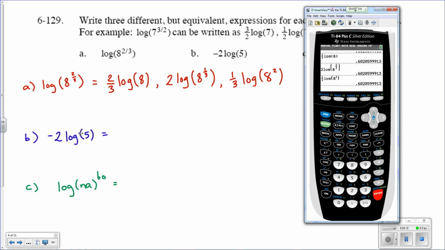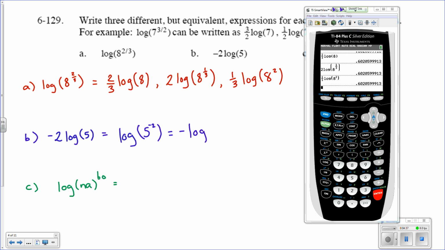Looking at the second one now, you have -2 times the log of 5. So we're going to need to come up with some different expressions here. -2 could end up being our exponent on our 5. So the first one we could have is the log of 5 to the -2nd power. That would be perfectly equivalent. Now say you wanted to bring just the 2 and not the negative, you could say negative log of 5 to the +2nd. That's a second possibility.